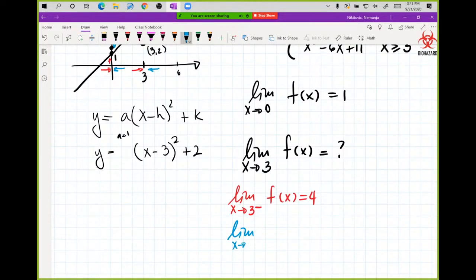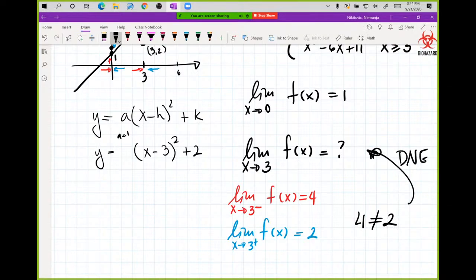right? The limit as x goes to 3 plus, that's from the right, and the answer is 2. They do not match. Therefore, this answer here becomes does not exist, because the approach from the left and the approach from the right did not give the same value. We actually use it to describe mathematically a cliff, or impulses, or things that are not of a continuous nature.